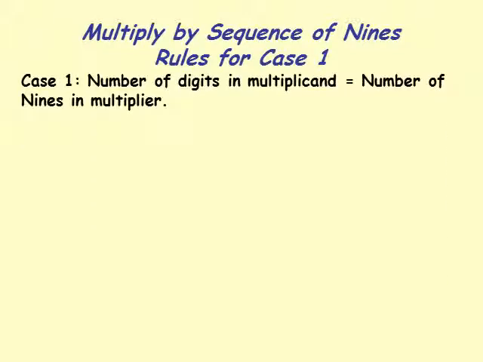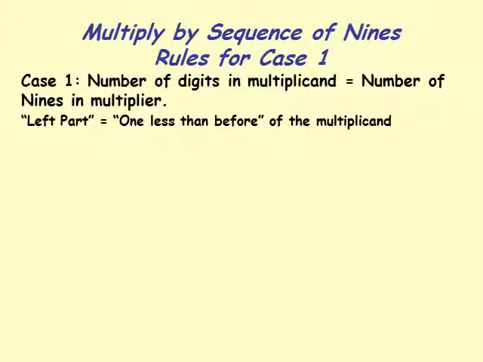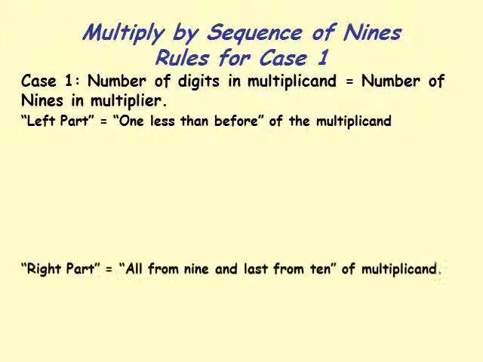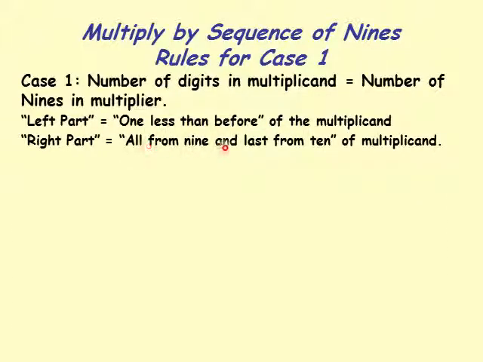Now let's investigate the rules, looking at the case we just studied. The number of digits in the multiplicand is equal to the number of nines in the multiplier. So we had 3 digits in the multiplicand and 3 nines in the multiplier. For that case, the left part is 1 less than before of the multiplicand, and the right part is all from 9 and last from 10 of the multiplicand.